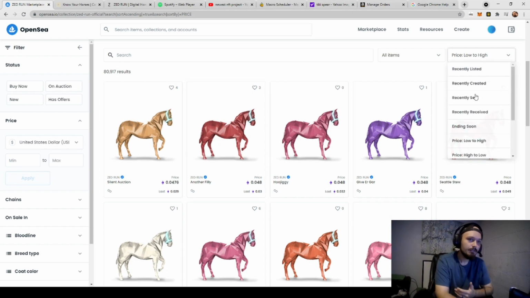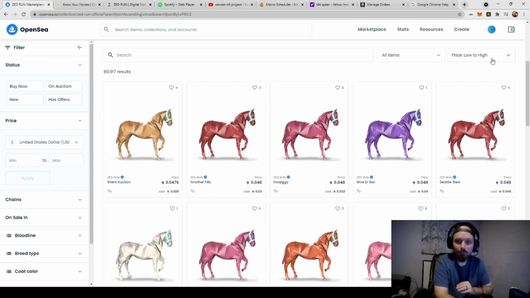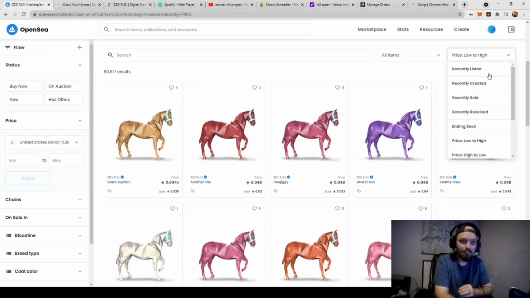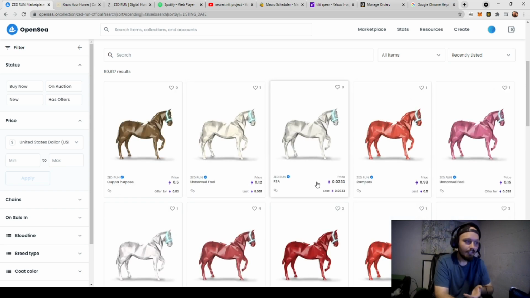So essentially all we do is we sit here and we refresh the low to high, or if you want to find better horses that can potentially sell for more, you'd go to recently listed. I found a horse last night, like this one right here, price 0.03.